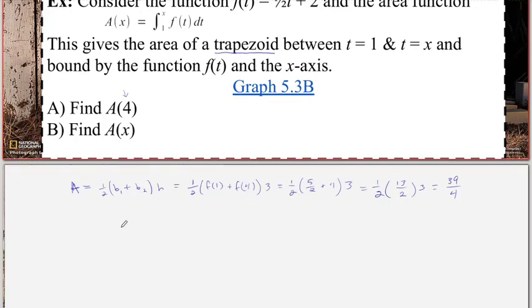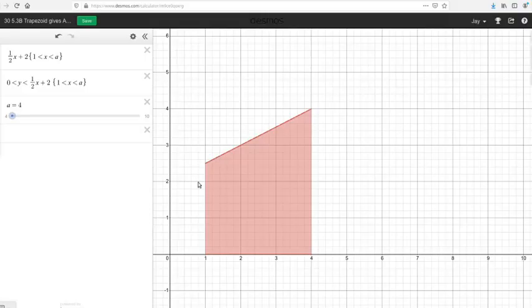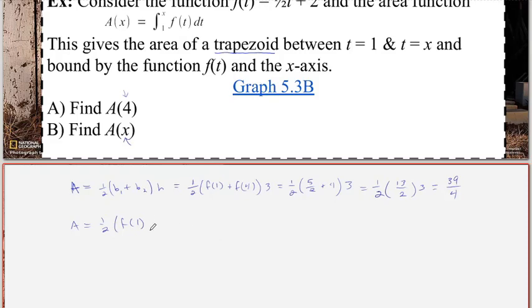Alright, so what if we wanted to do that for just any old x? What do we get? Well, same idea, 1/2. The 1 stays the same because on my graph, x can be anything, but the 1, because that's what we chose our area function to start at, stays fixed. So then the other height of my trapezoid is whatever x value we end at. So that is a of x. We plug that in, that's a of x.